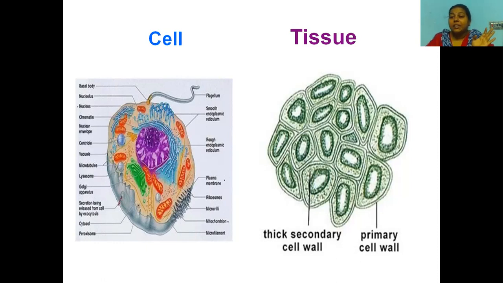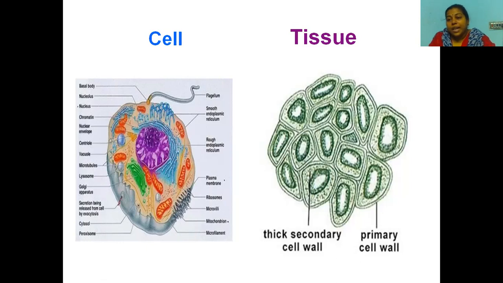Let us see the same in the animal tissues. Animals are mobile. They move around in search of food, in search of their partner and all. So they can easily move from one place to another place. So most of the tissues are living. In the plants, most of the tissues are dead, whereas in the animals, most of the tissues are living.